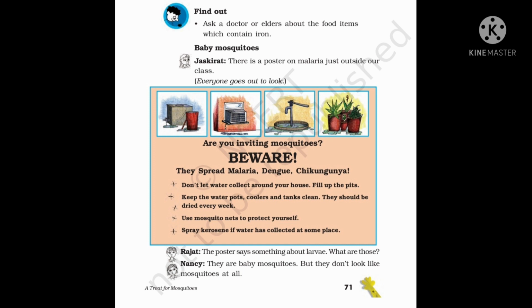So it is time to find out. Ask a doctor or your elders about the food items which contain iron. So that's very important. So make a list of the items which have iron in them and try to include them in your daily food intake or diet.